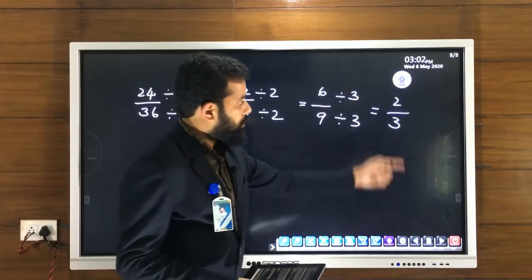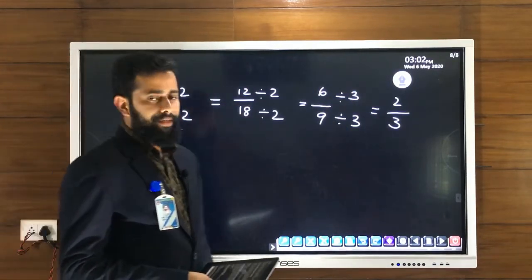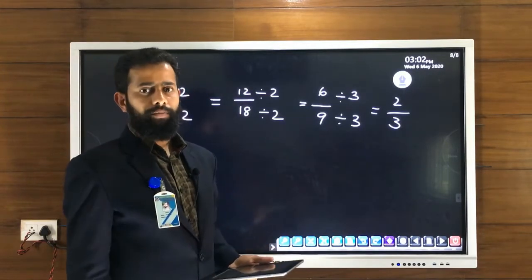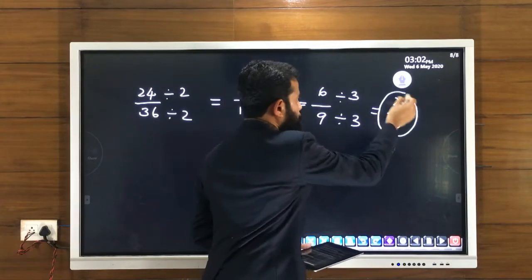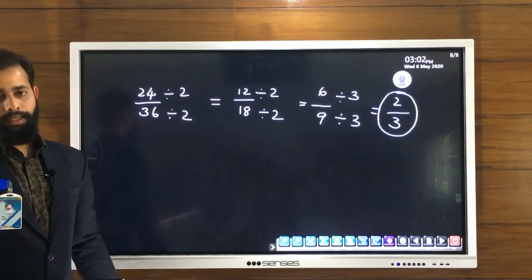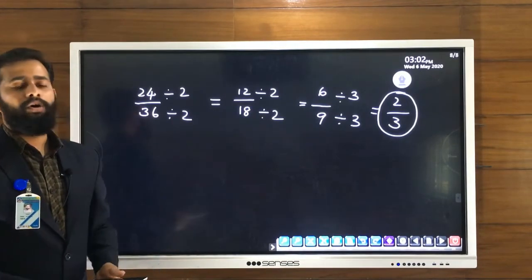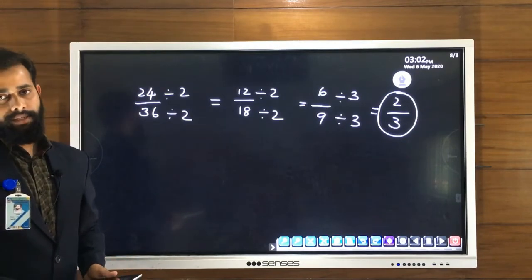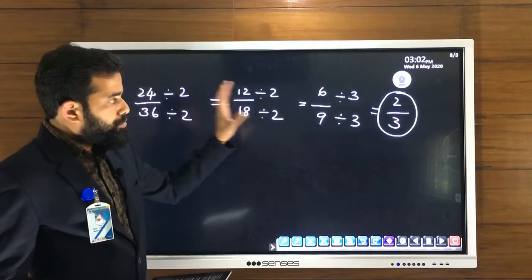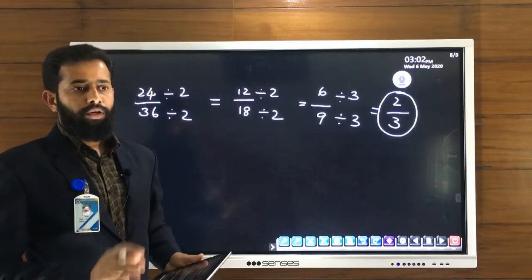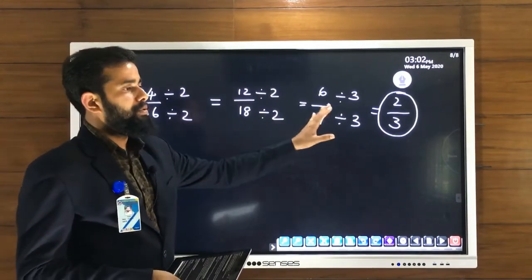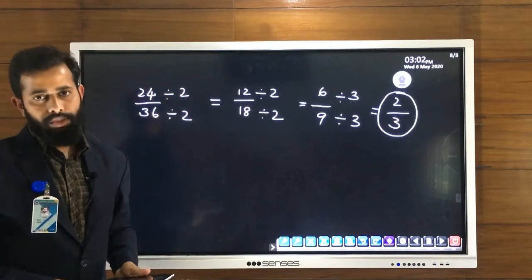Now, we can see the last number is 2 divided by 3. That is the rational number 2 and 3. Both of them have no common factors other than 1. So, 2 by 3 is the standard form, or lowest form, of 24 by 36. So, this is the thing. What is standard form or lowest form? Both numerator and denominator have no common factors other than 1. When we get that particular rational number, that will be the standard form of the given rational number.